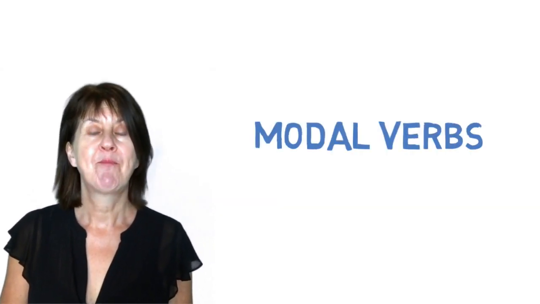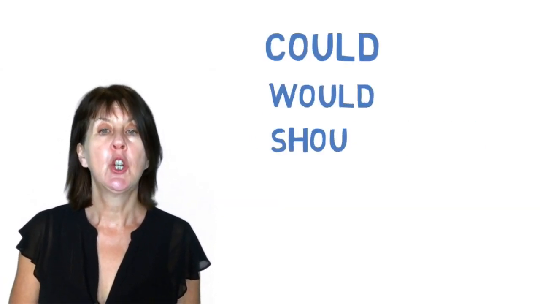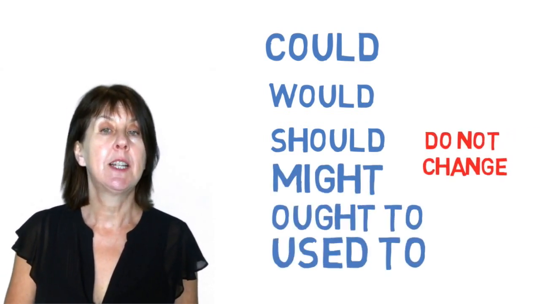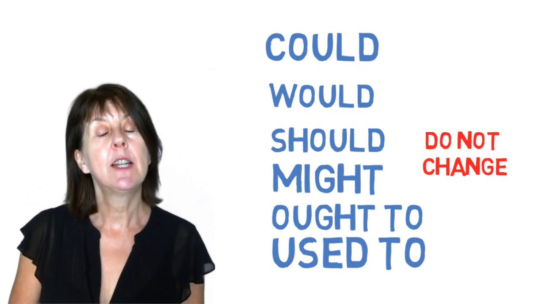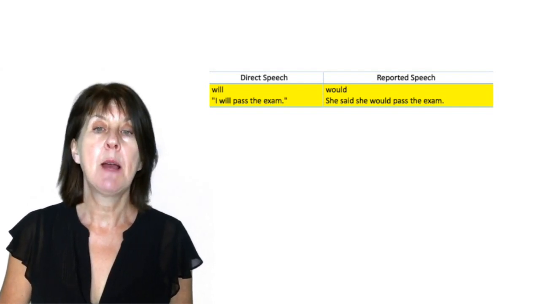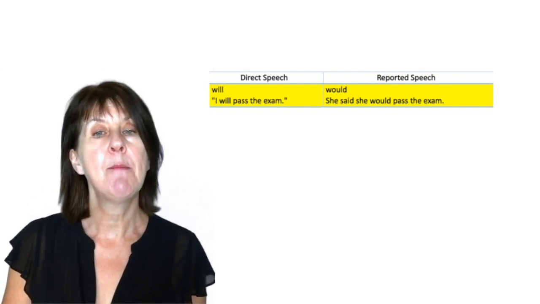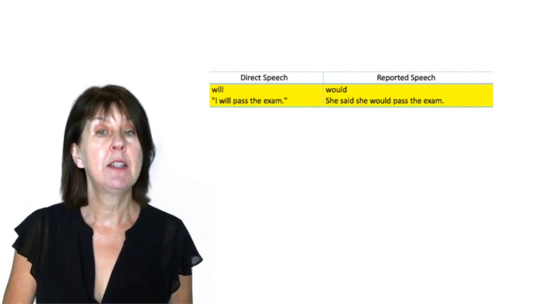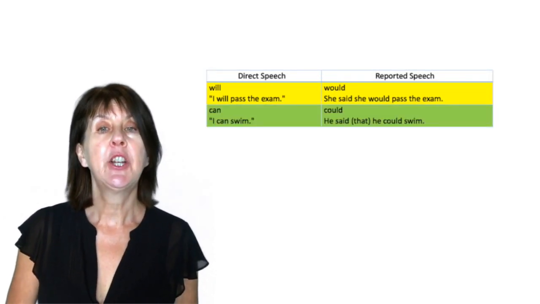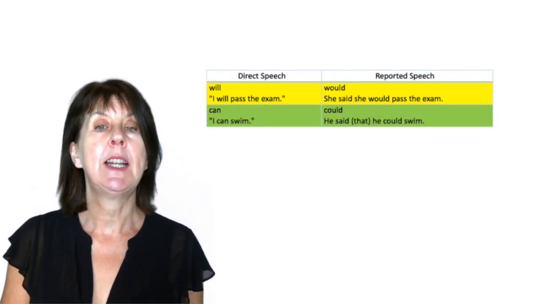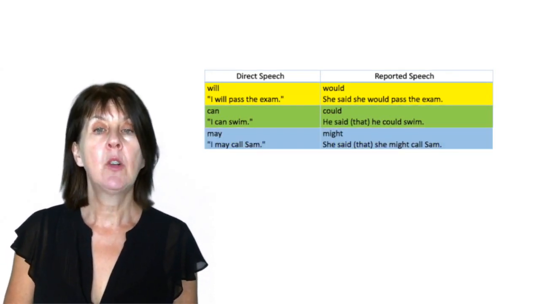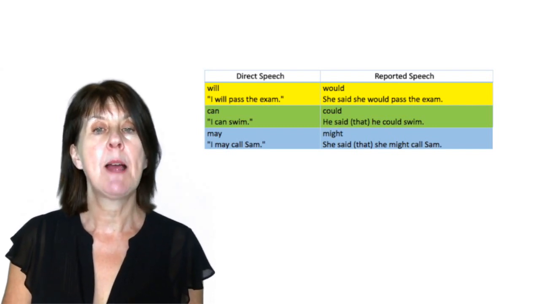Now for modal verbs. Could, would, should, might, ought to and used to do not change when they're reported at a later time. So let's look at those that do. Will changes to would. "I will pass the exam" becomes "She said she would pass the exam." Notice also you need to change the pronouns where necessary. So here I changes to she. Can changes to could. "I can swim" becomes "He said that he could swim." May becomes might. "I may call Sam" becomes "She said she might call Sam."